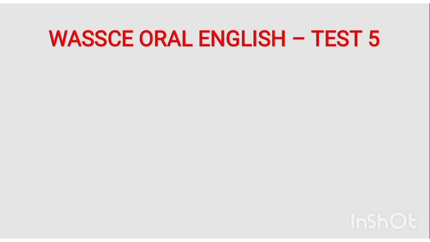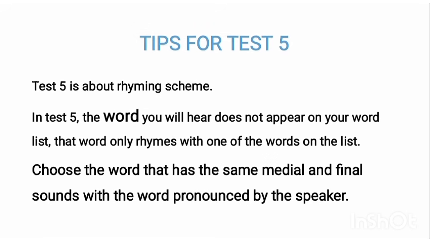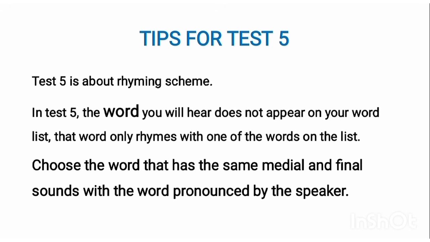WASSCE Oral English Test 5. Tips for Test 5. Test 5 is about rhyming scheme. In Test 5, the word you will hear does not appear on your word list. That word only rhymes with one of the words on the list. Choose the word that has the same medial and final sounds with the word pronounced by the speaker.